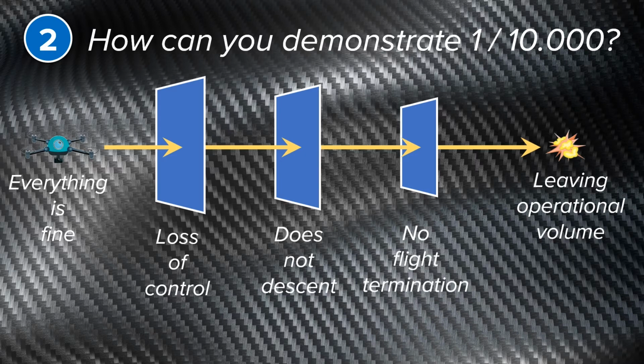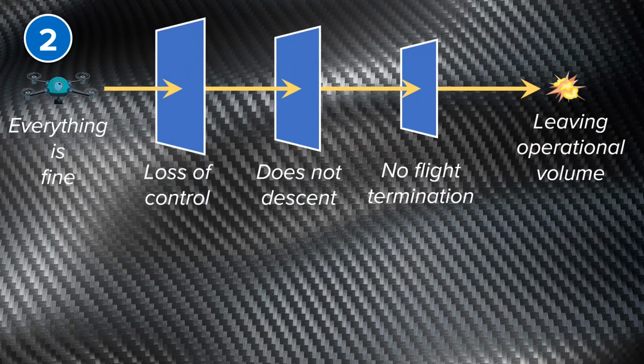We are now getting close to computing the probability for a flyaway. So let us assign probabilities to each of these events. The probability of loss of control we will call PLOC. The probability for not descending in case of loss of control we will call PND, for no descent. And the probability for the flight termination system to fail we will call PNFT. Since all three events need to happen for a flyaway to happen, we can multiply them to get the probability of leaving the operation volume.